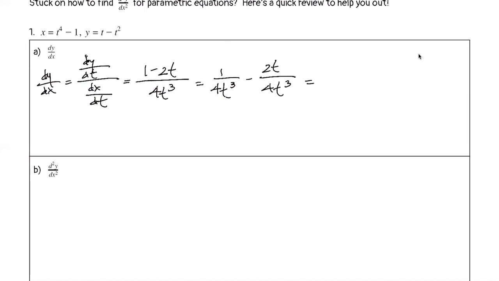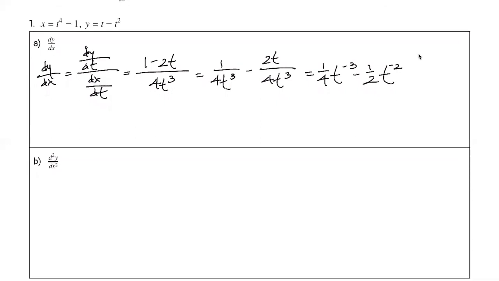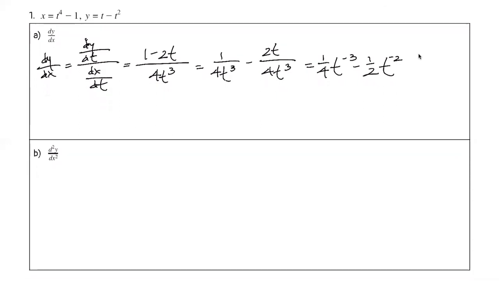And then I'm going to simplify this even more so that I write my powers as negative powers and I reduce what I can. And so that will give me 1/4 t to the negative 3 minus 1/2 t to the negative 2, I'm sorry, okay? So first derivative, not so much a problem. Second derivative, let's write our formula, and then let's color code where we put the different things, okay?